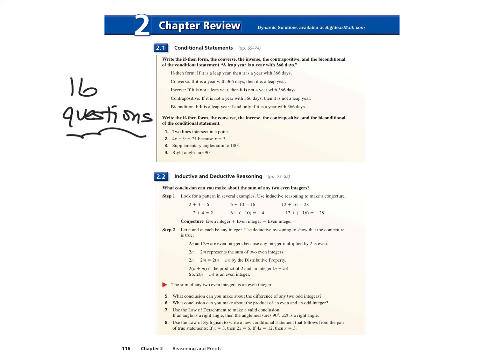Again, you're going to write an algebra proof all by yourself, and then you're going to have a geometry proof that you're going to have to fill in some of the statements and some of the reasons. So as I go through each one of these sections, I'm going to tell you what to focus on for each one of the lessons.